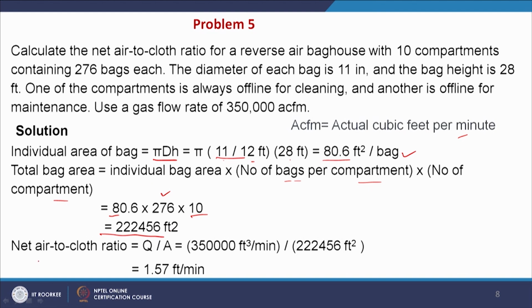Then the net air to cloth ratio is equal to Q divided by A. So, Q is equal to 35,000 feet cube per minute, that is actual cubic feet per minute, divided by A, that is 222,456 feet square. So, here we are getting 1.57 feet per minute.